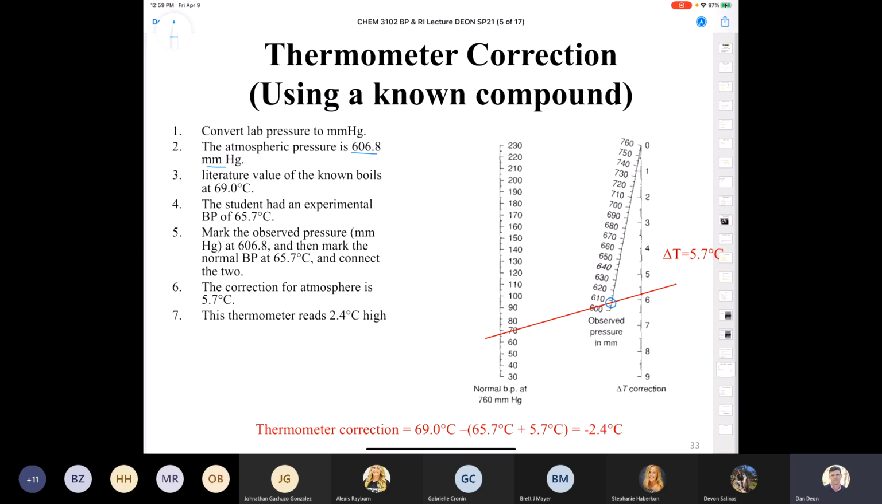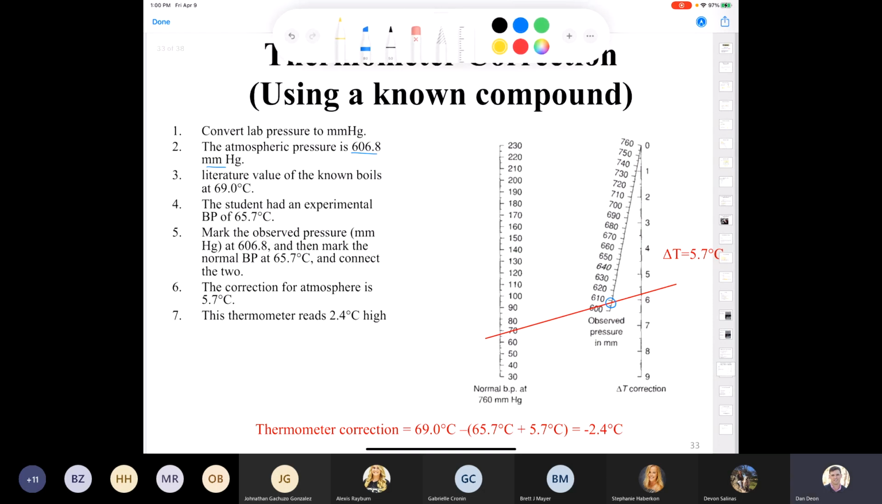Now let's say that we know the literature value of our known is 69.0 degrees Celsius. So we know that our known boils, if we look up the boiling point of our known, it boils at 69 degrees Celsius. Okay, so you go ahead and you measure the boiling point of your known.